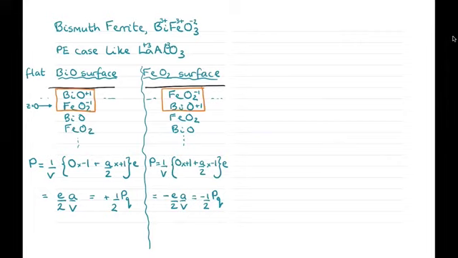It's particularly interesting if we actually put in numbers for bismuth ferrite. If we look up what the size of the lattice constant is and what the unit cell volume is, and put in numbers, what we get for the bismuth oxygen surface, for plus the polarization quantum over 2, the value is plus 50 microcoulombs per square centimeter. And the value for the FeO2 surface is obviously minus the same amount.